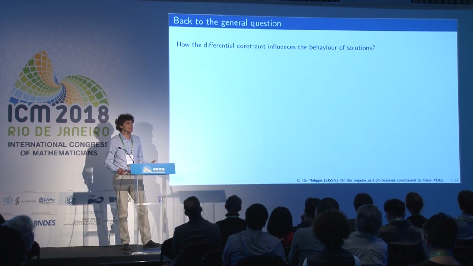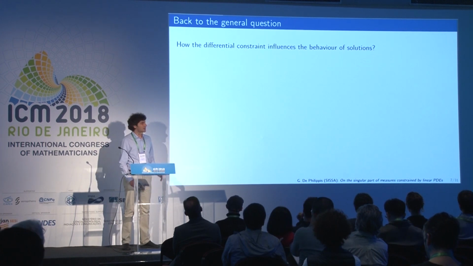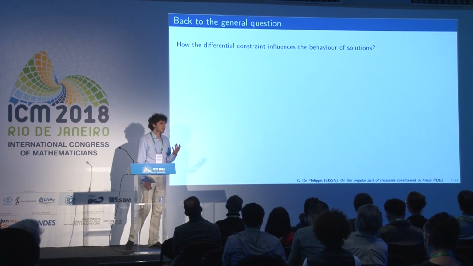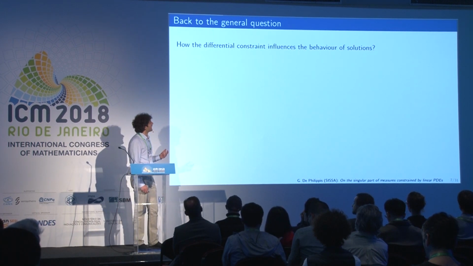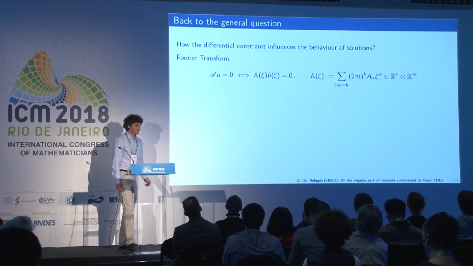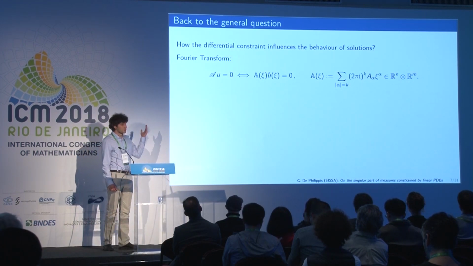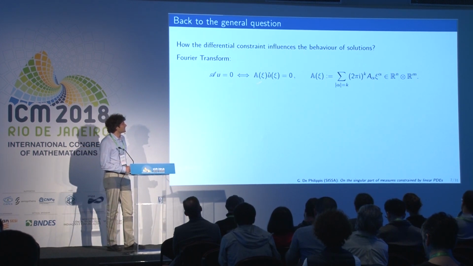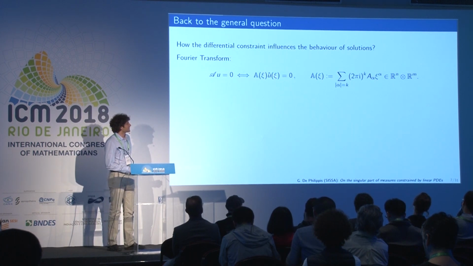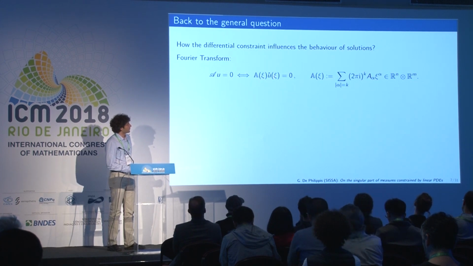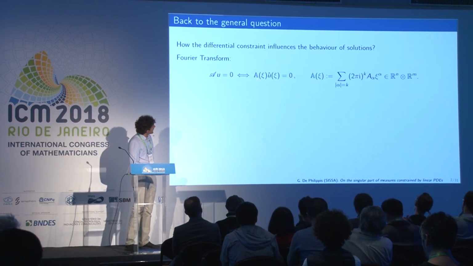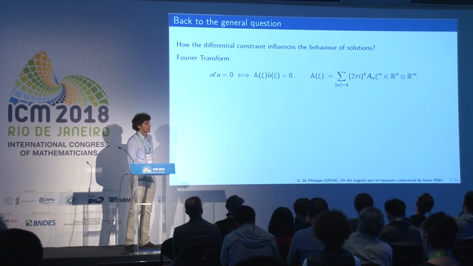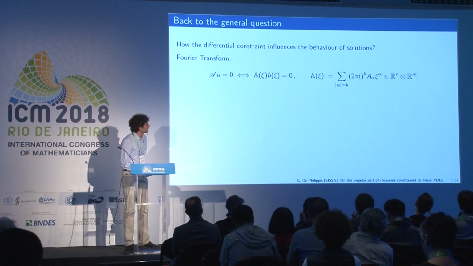So now the question is how this differential constraint can influence the behavior of our solutions. Since the system is linear, we can use Fourier transform techniques to study it. So we just take the Fourier transform of A(U) equals 0, and what we get is that when you apply the symbol of the operator to the Fourier transform û(ξ) of my solution, you just get 0. Okay, so A(ξ) here will be the symbol of my operator. And just an important remark, since I'm talking about systems, this is a matrix, okay?